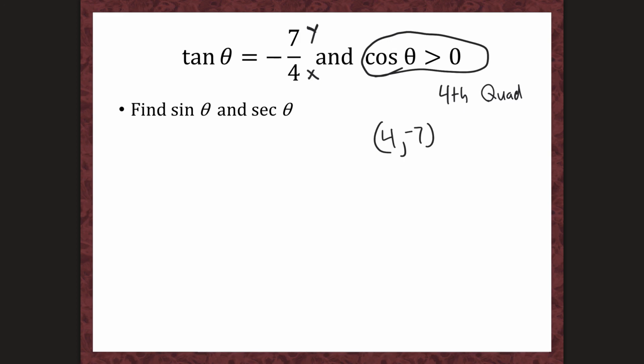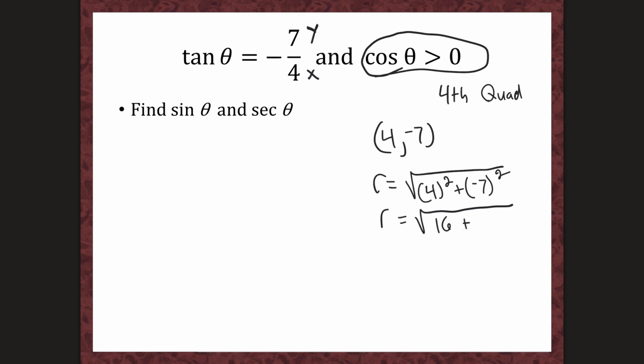Can I find my r? Of course I can. r will equal the square root of x squared, which is 4, plus y squared, which is negative 7. So r equals the square root of 16 plus negative 7 squared, which is 49. So r will equal the square root of 65, which looks like we should be able to reduce it, but alas, we can't. So since we have our coordinate and our r value, it should be pretty easy to find, especially easy to find sine.